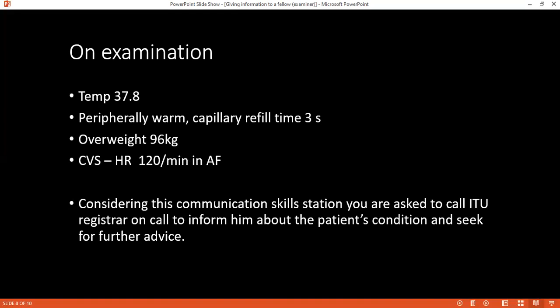If you have read and understood, considering it communication skill station, kindly please begin. Hello, I'm Dr. Ahmed. I'm the SHO working for Mr. X. I'm calling to speak to the ITU registrar to ask for advice about an unwell patient who was admitted yesterday, and the patient is going to have a laparotomy. So I'd like to get advice about him and arrange for an HDU bed postoperatively.